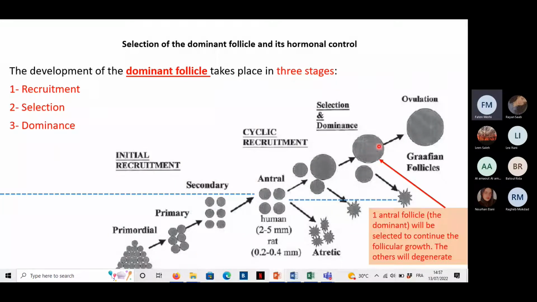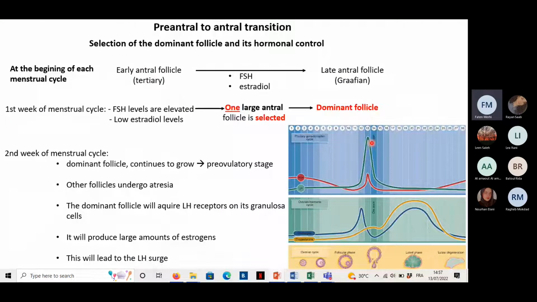At a certain moment, this dominant follicle, as we said, will become important in size. It has a lot of granulosa cells. All of those granulosa cells are producing estrogen. We will have high levels of estrogens in the blood. So this large dominant follicle, because it is big in size, can produce a large amount of estrogens, which will lead to a peak of estrogen a little bit before the ovulation, almost 2 days before the ovulation.